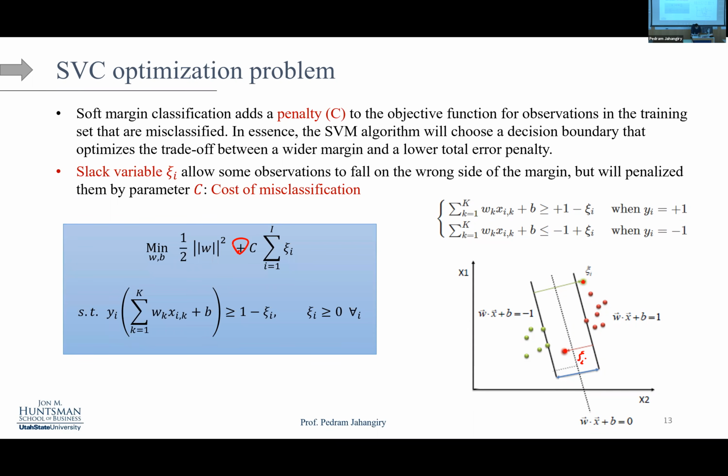It says that, okay, do the same minimization problem, minimize the weights, but add a cost term to the sum of these slack variables, right? So what is the sum of these slack variables? Basically, the sum of slack variables is the total distance of points on the wrong side of the margin. You're adding all of them together and you're penalizing them. Does it make sense? So this is the objective function.